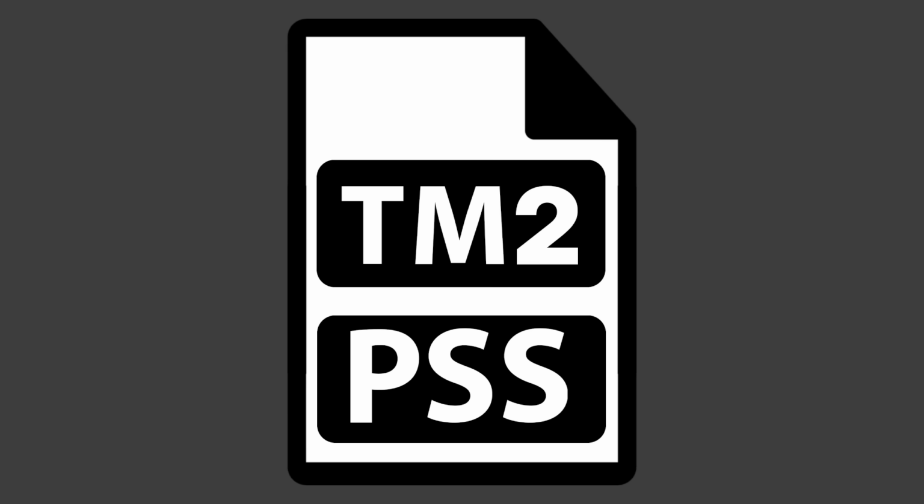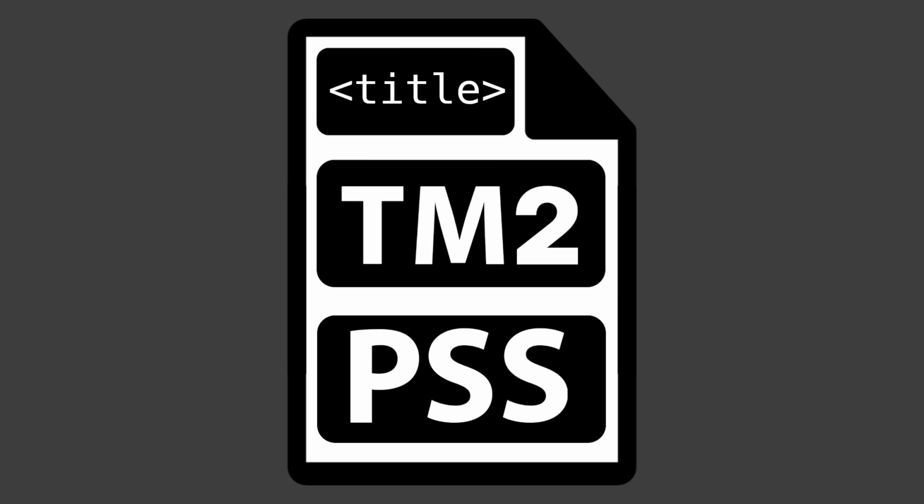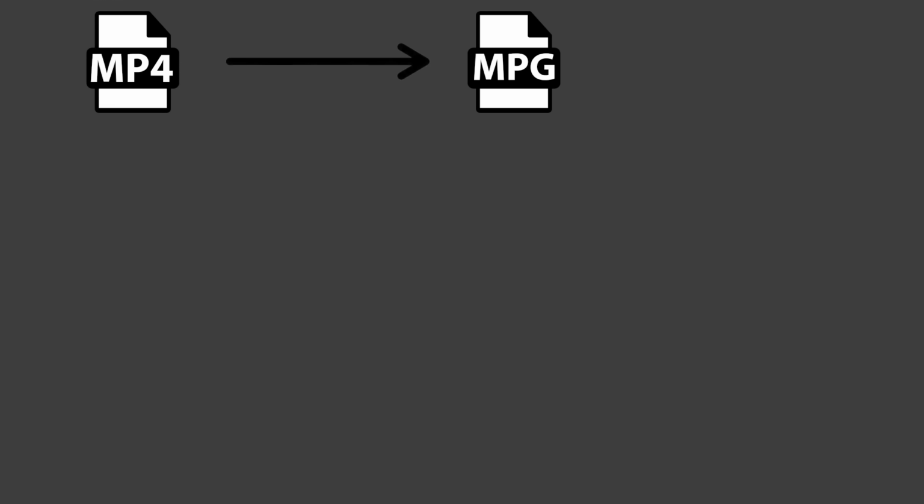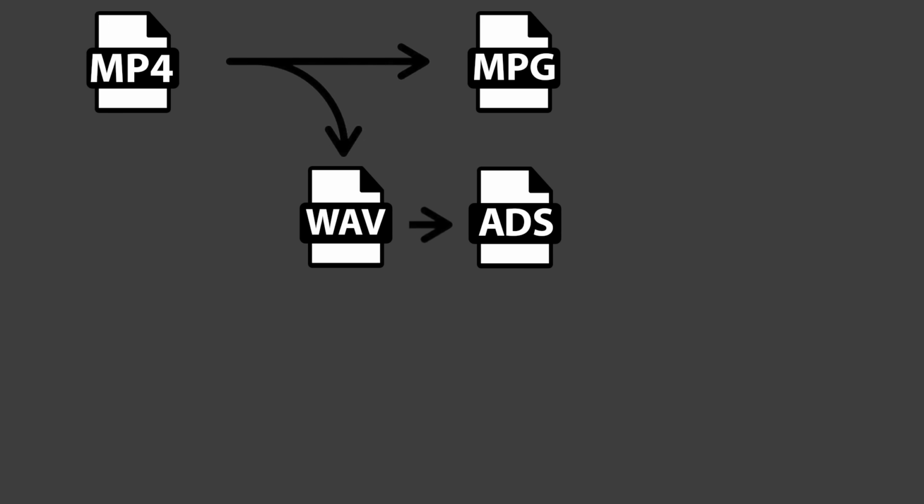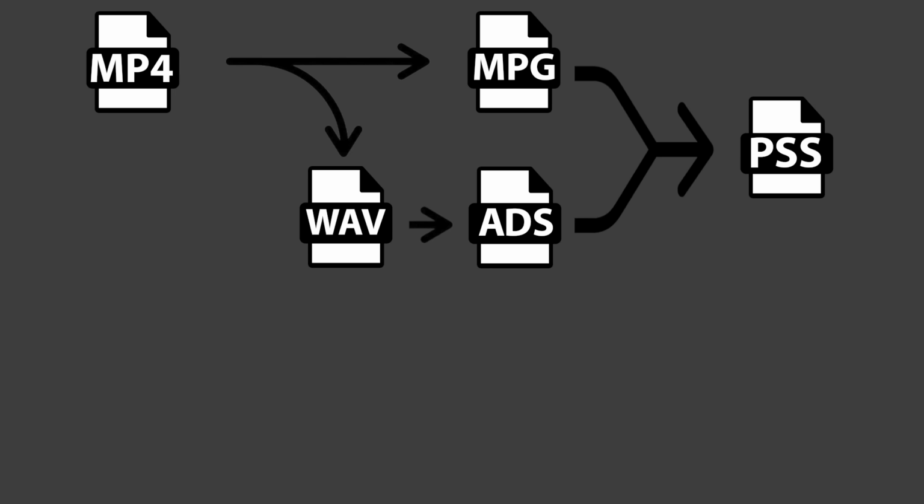Inside a PSM file is a PSS video stream, the same format used in many PS2 FMV sequences. Also a thumbnail as a TM2 texture, which is a standard PS2 texture format, along with some metadata. The first challenge was to create the PSS video. Starting with a source video, the video is encoded to MPEG-2, the audio has to be encoded as PCM and saved as a WAV file, then converted to an ADS audio file. These files are then combined in a process known as muxing into a single PSS file.